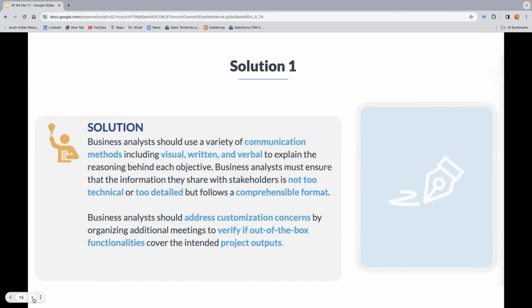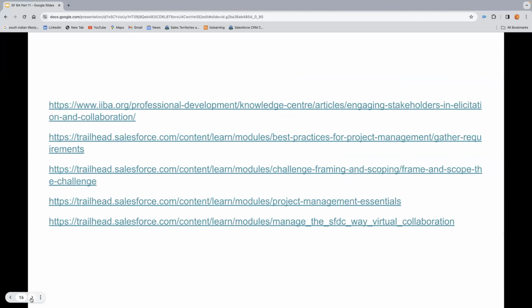The solution is that the business analyst should use a variety of communication methods, including visual, written, and verbal, to explain the reasoning behind each objective. Business analysts must ensure that the information they share with the stakeholders is not too technical or too detailed, but follows a comprehensible format. Business analysts should address a customization concern by organizing an additional meeting to verify if out of the box functionalities cover the intended project output.